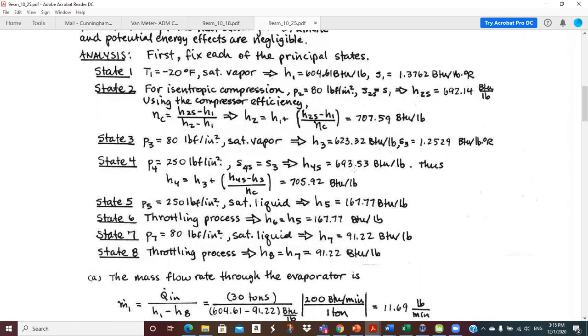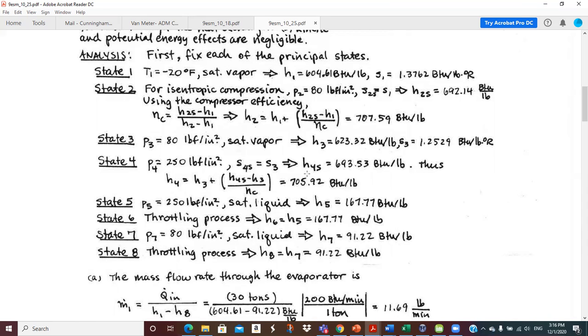So 693.53. And then we use the same equation based on the isentropic efficiency of the compressor. And so the actual enthalpy at 4 is 705.92. Okay. 6 is saturated liquid. That's coming out of the condenser at 250 pounds per square inch absolute. So that's a straight lookup in the table.